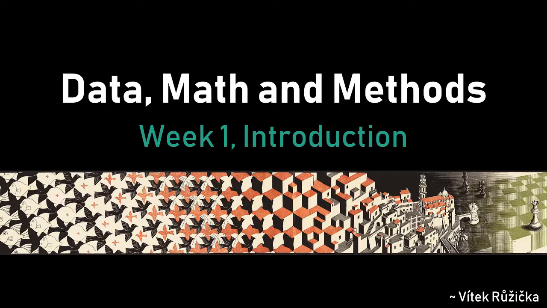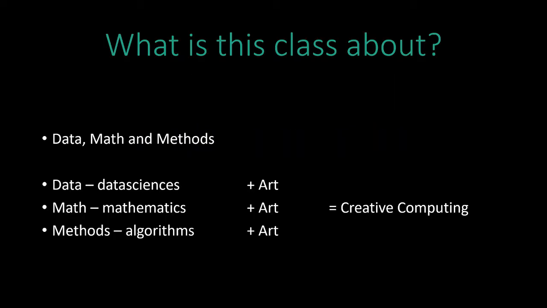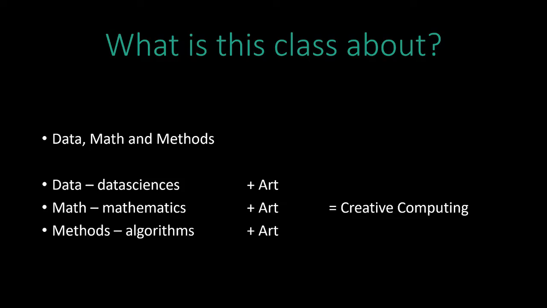So data, math, and methods. What is this class even about? Data, that means data sciences, that means what I'm doing in research. Math, that means mathematics. Methods, that's like algorithms, and then all of it should somehow also be related with art, because we are here. And so logically, all of this basically belongs into the category of creative computing, which is what this place is about.